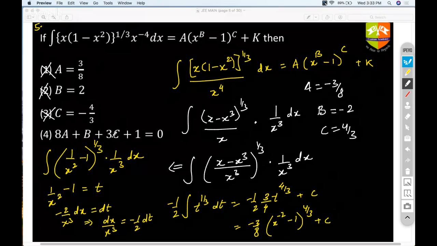And let's check 8a plus b plus 3c plus 1. 8a is going to be minus 3. b is going to be negative 2. 3c is going to be 4. And of course, 1 is going to be 1. So when you add it up, you'll definitely get a 0. So option number 4 is the right option in this case.